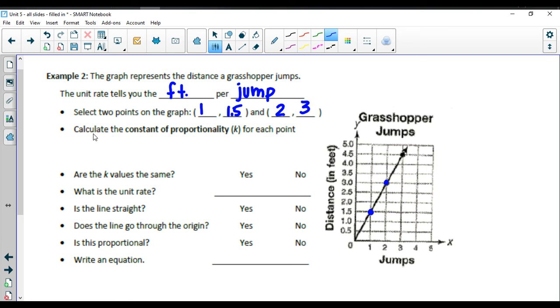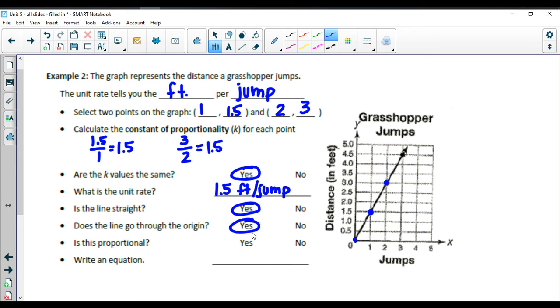I'm going to find the k for each of those points. So y divided by x, that's just going to be 1.5. Y divided by x, which will also be 1.5. The k values are the same. The unit rate is 1.5 feet per jump. Taking a look at the graph, is this line straight? Yes. Does it go through the origin? That's right here. Yes. So because it meets those two qualifications, yes, it's proportional. We can write our equation y equals kx. Our k value is 1.5, so we'll plug that in place of k.